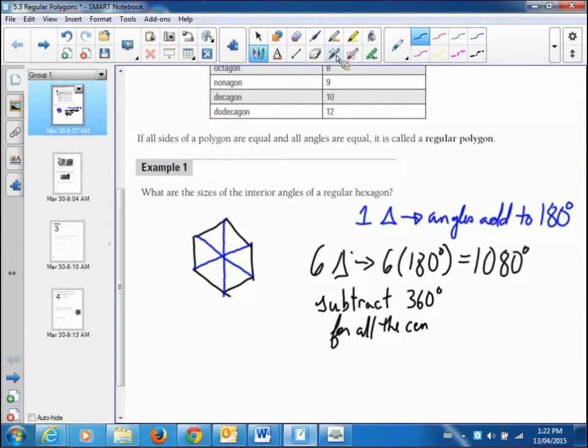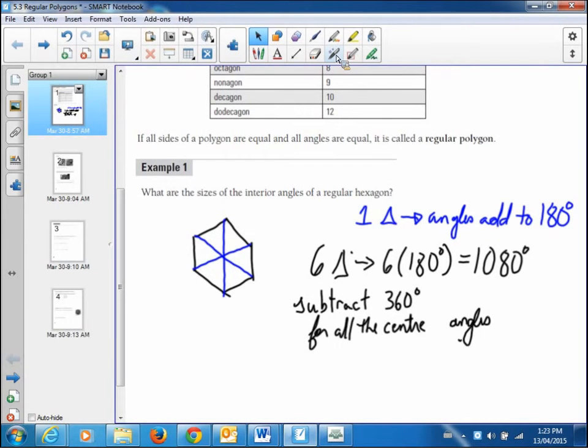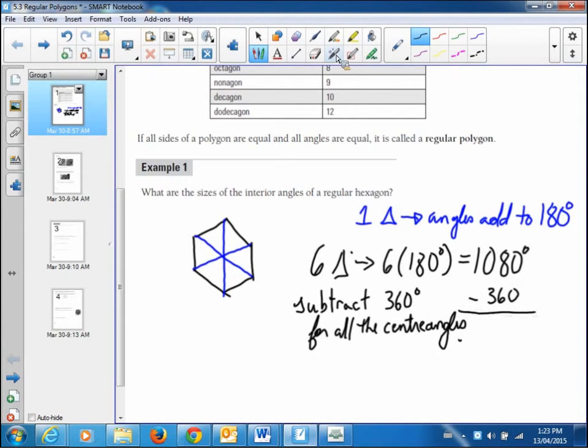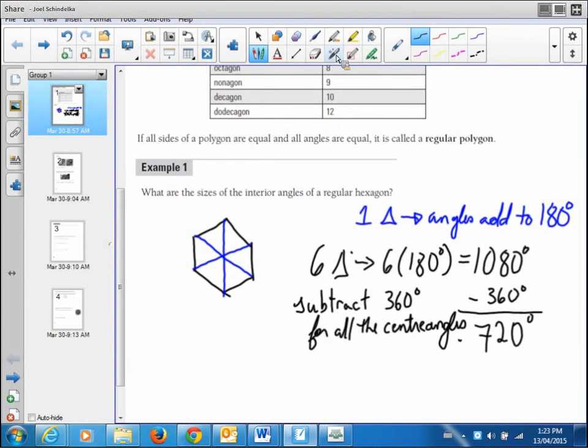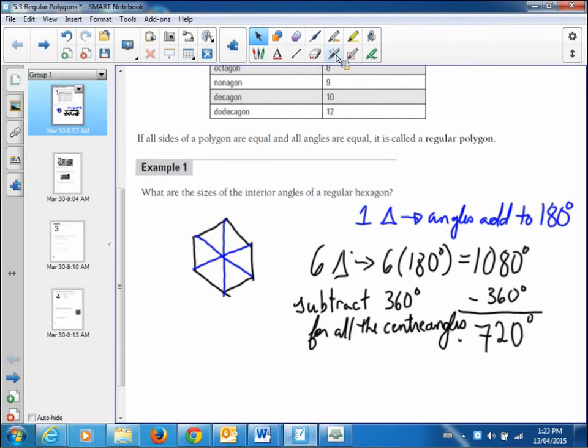Center angles. Okay. That doesn't look like an angle now. I'll make it look like an angle. So what am I doing here? Subtracting 360 for all the center angles. Now, 1080 minus 360 is 720. Do you follow what we're doing? Okay. Because if you look it up on Google, you can always find the answer. But you're going to have to do this without that.